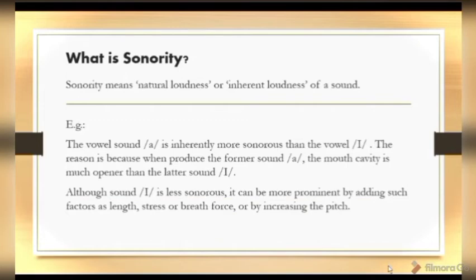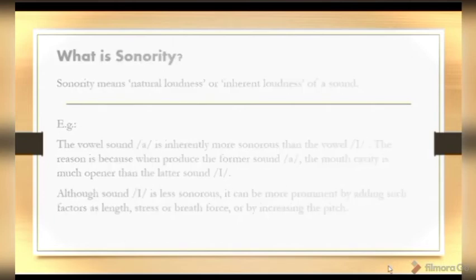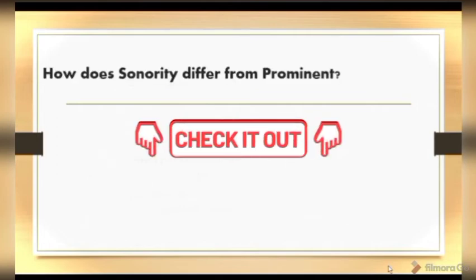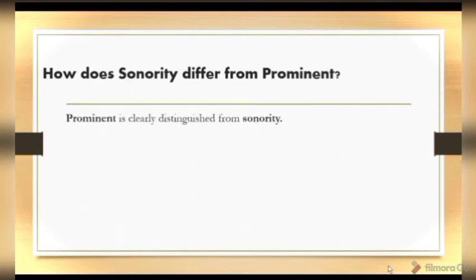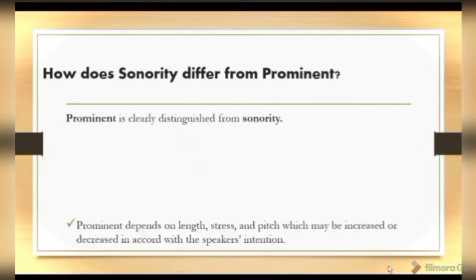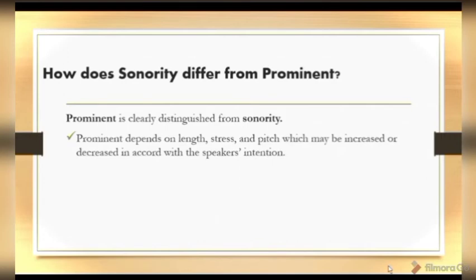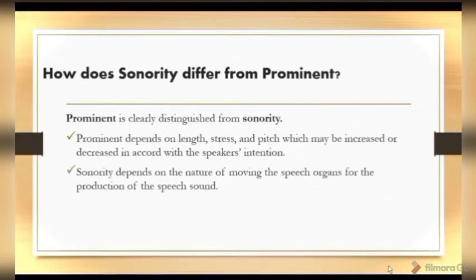Although a sound may be less sonorous, it can be made more prominent by adding such factors as length, stress, or breath force, or by increasing the pitch. How does sonority differ from prominence? Prominence is clearly distinguished from sonority. Prominence depends on length, stress, and pitch, which may be increased or decreased in accord with the speaker's intention. Sonority depends on the nature of moving the speech organs for the production of a speech sound.